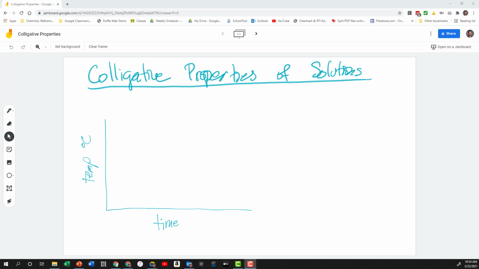Let's say we have some water and it is in a solid form, so it's ice. We start to heat it up. All right, so this is pure water. Eventually, we're going to get to a point where it melts. What temperature will that be at in Celsius? 0 degrees Celsius.